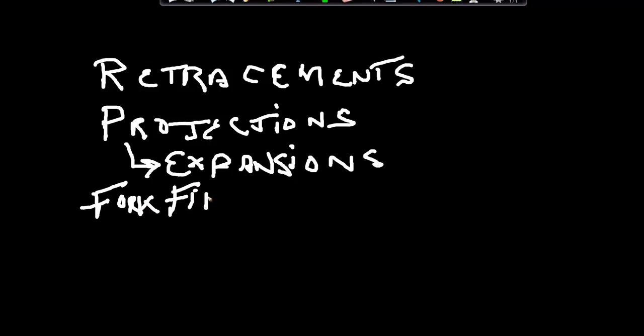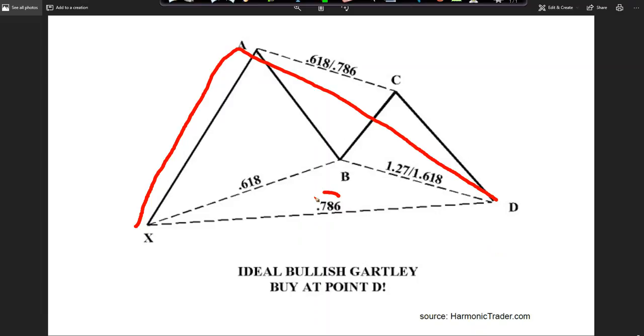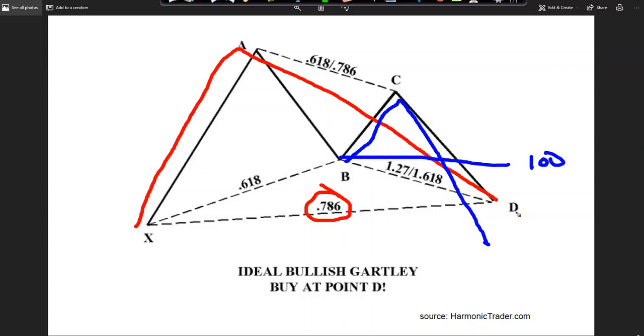Now Carney comes along and mucks all this up. Thank you, Scott. Because one of the ways he measures the D, as you can see, one of the key measurements for the D and the entry line is the XAD Fibonacci. As you can see here for the ideal bullish Gartley here, that's a 786. But he also measures the BCD. Now, guess what? That's got to go beyond 100%. Which is why we have 127, 1618 as a range for D.